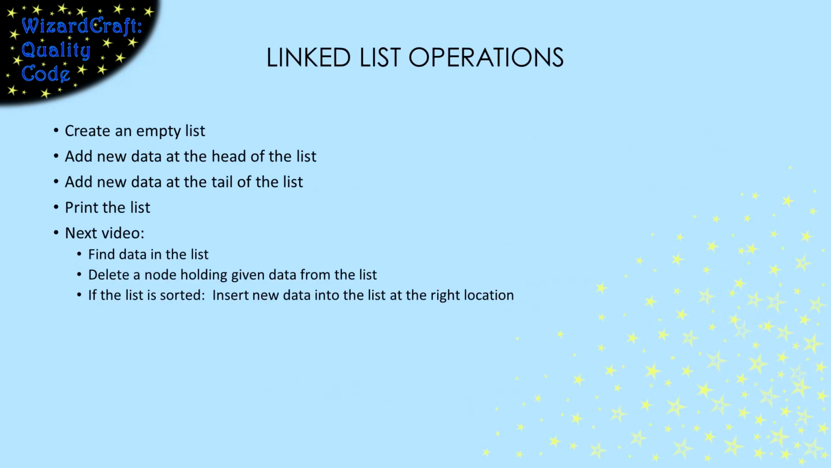List is a standard data structure, and it supports these kinds of operations: the ability to create an empty list, which is one that has no nodes in it yet, the ability to add another node either at the head or at the tail of the list, and the ability to print out the list. Those are what we're going to talk about in this video. In the next, we'll talk about finding things in the list, deleting a node from the list, and strategies for keeping a list in sorted order.